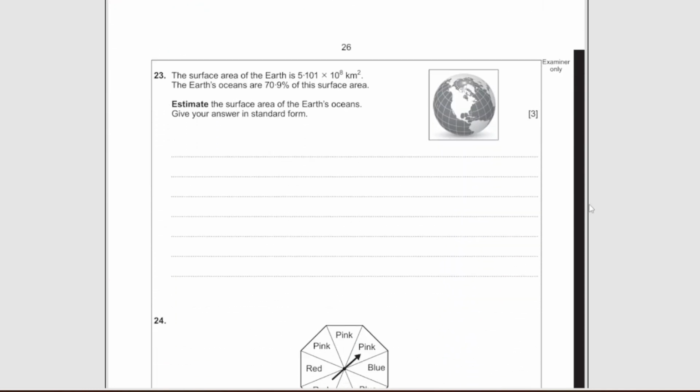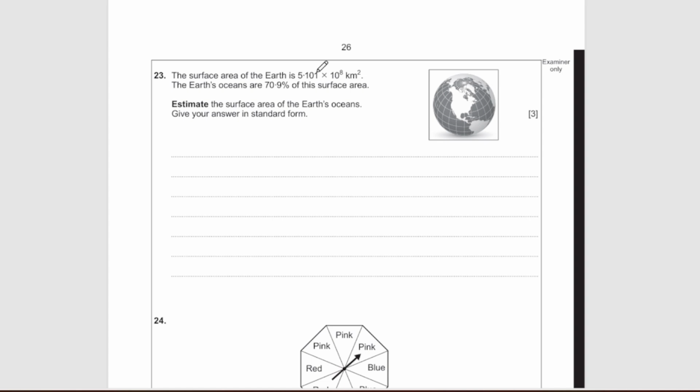Question 23. The surface area of the Earth is 5.01 times 10 to the power 8 kilometers squared. The Earth's oceans are 70.9% of this surface area. Estimate the surface area of the Earth's oceans. Give your answer in standard form. So we're not going to convert this to whole numbers. We're going to estimate it. That means we're going to have to round it.